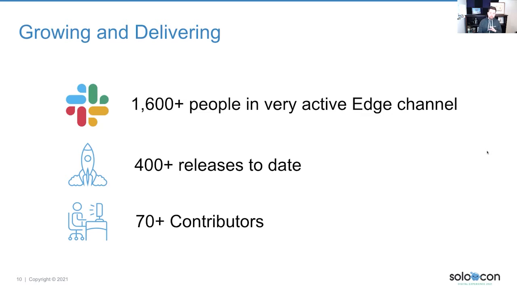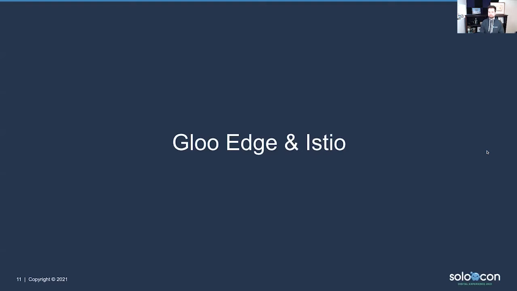We've had over 400 releases for Gloo Edge. You want to talk about agile? That's the most agile thing I've ever seen. Over 400 releases. That includes the patches, the GAs, the betas, but we do a release almost every other day. It's phenomenal. And then we have over 70 contributors for Gloo Edge. Very, very healthy there as well.